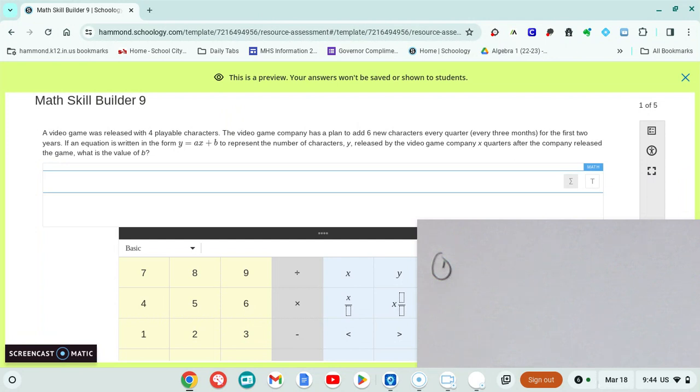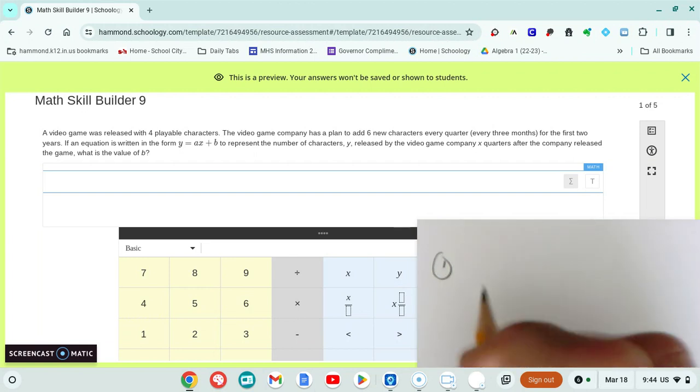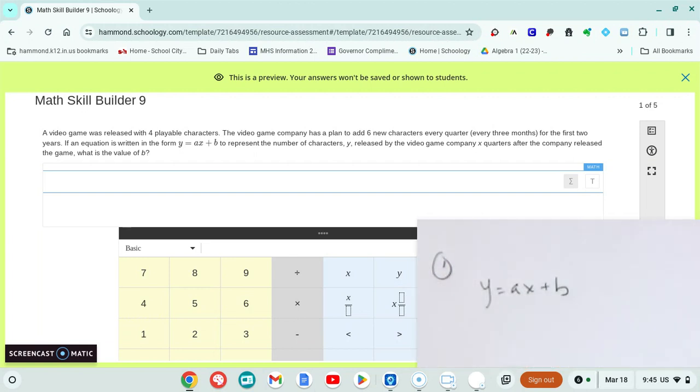Video game company has a plan to add 6 new characters every quarter, which is 1/4 of a year or 3 months for the first 2 years. So if you have an equation that's written in the form y equals ax plus b, to represent the number of characters y released by the video game after a certain number of quarters x has gone by, they want to know what is the value of b. So this is a question that's completely assessing your understanding of slope-intercept form of a linear equation.